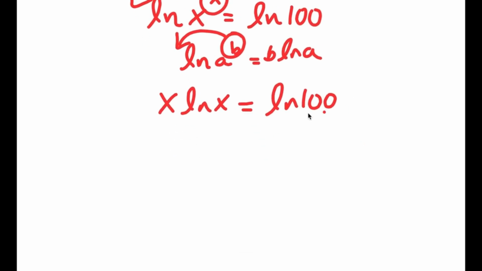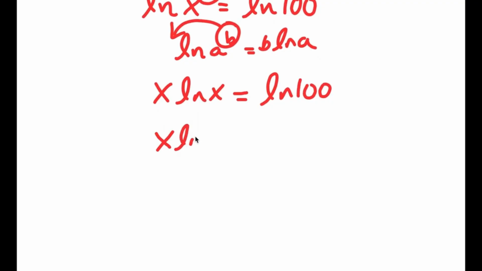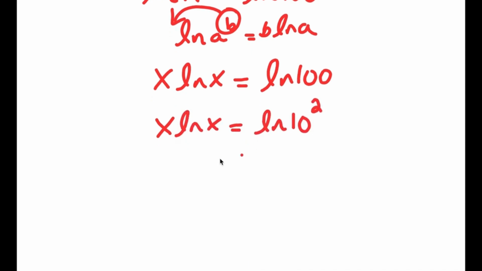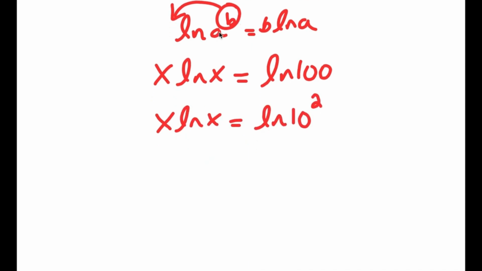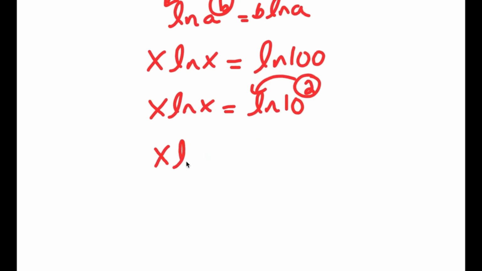Now ln 100, that's the same thing as ln of 10 squared. So I get x times ln x is equal to ln of 10 squared. And if I have something in the form ln of a to the power of b, again, I can move 2 to the front, so I get x times ln x is equal to 2 times ln 10.